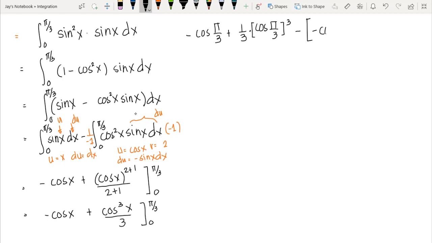Negative cosine, then it's now the time for 0 to be substituted in the function. So we have cosine 0 plus 1/3 times cosine 0. Now take note, it is raised to the third power, then we have the closed bracket.